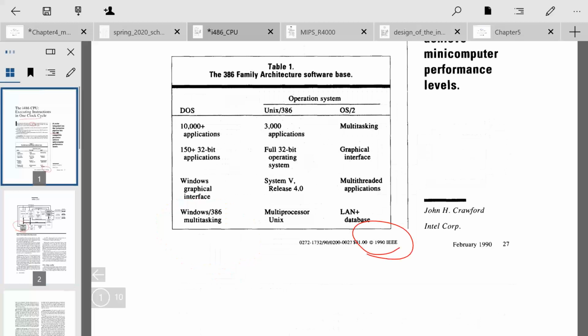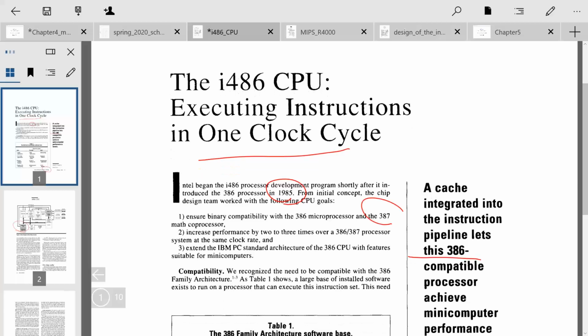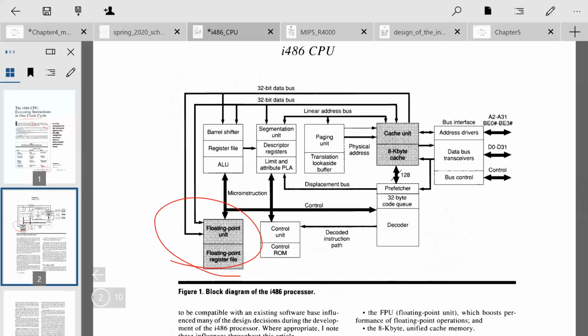Previously, the floating point unit for the 386 was referred to as the 387. The 387 was your math coprocessor. So the 386 did not have a floating point unit on chip. The other thing that the 386 did not have on chip is cache. And the 486 does. So the 486 now has an on-chip cache.